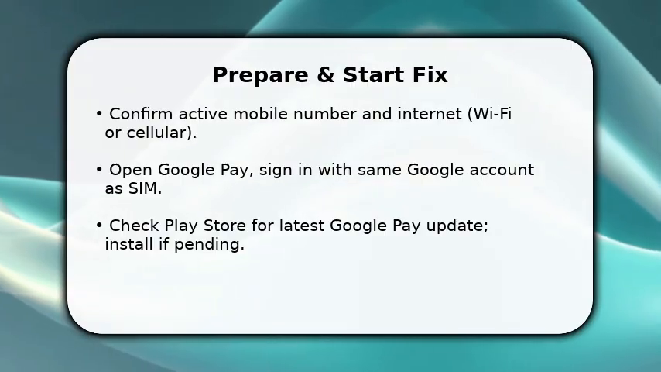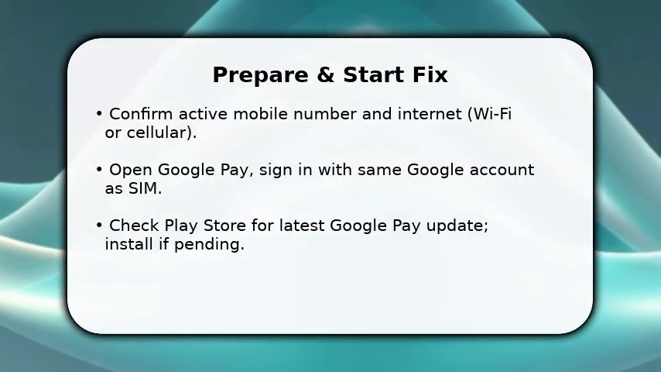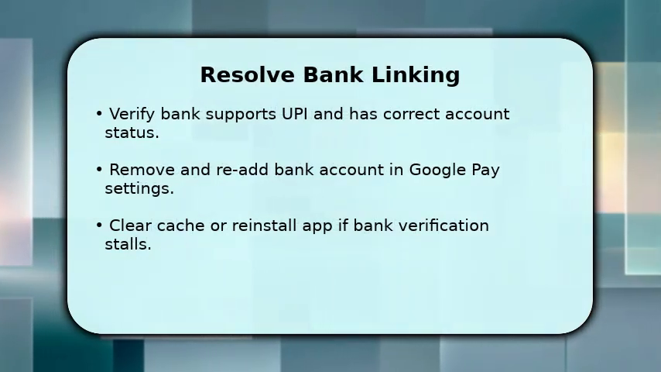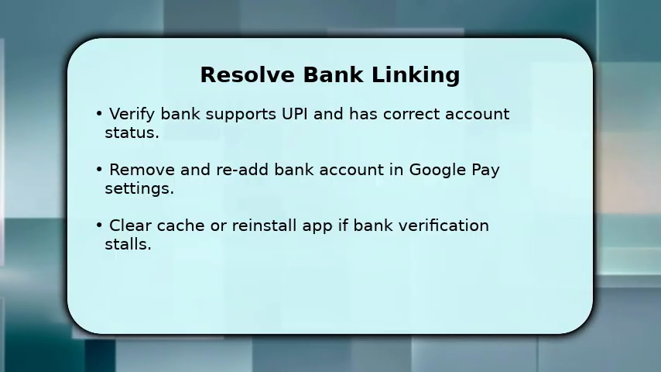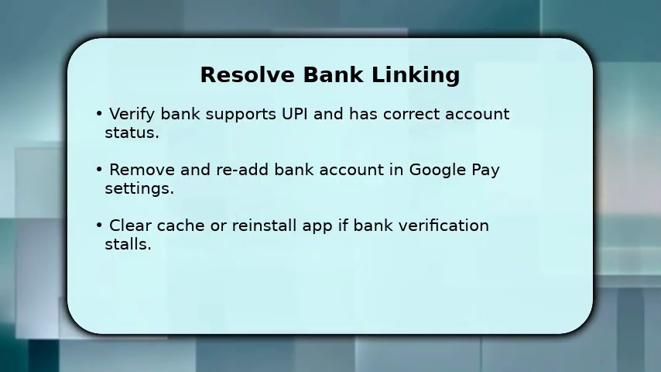Make sure background data is enabled and the app has SMS and phone permissions so it can verify your UPI setup. Now focus on the bank link. Confirm your bank supports UPI and your account is active. Closed or frozen accounts will fail verification.